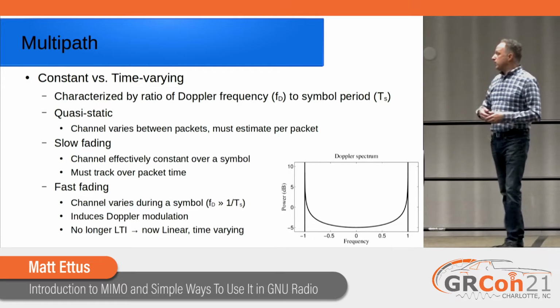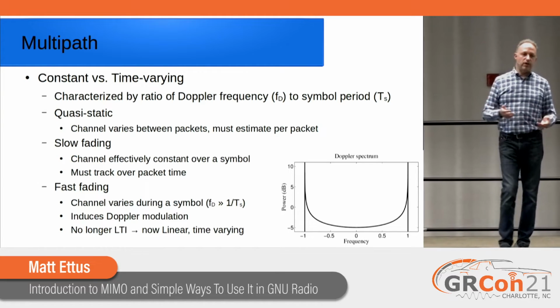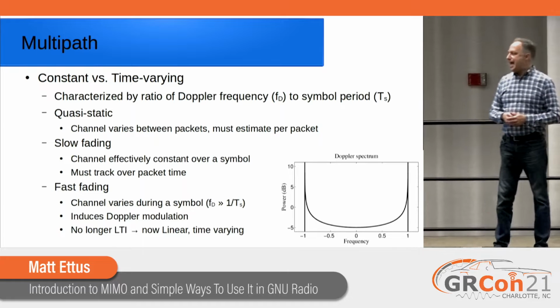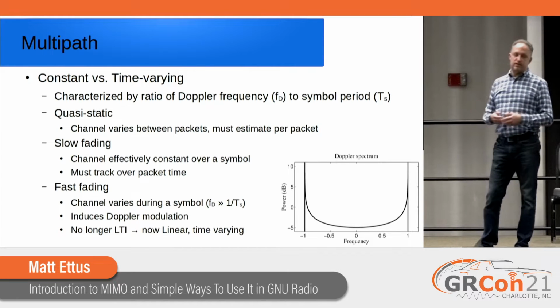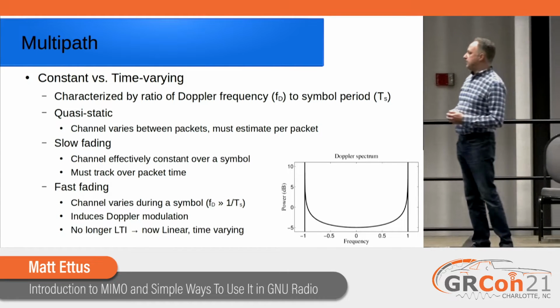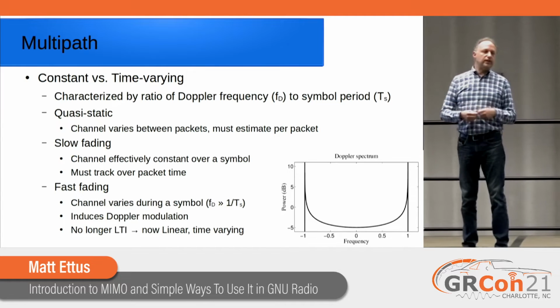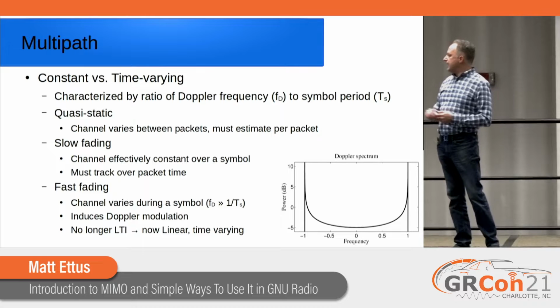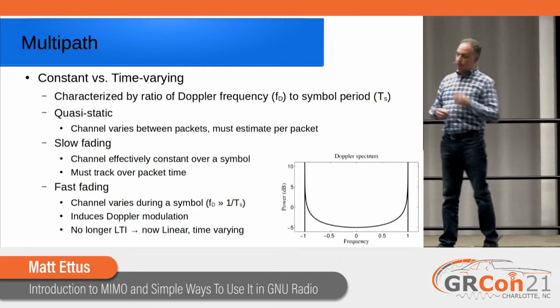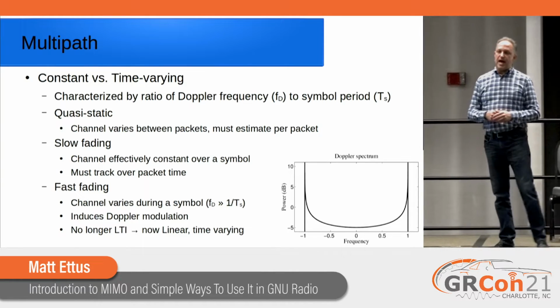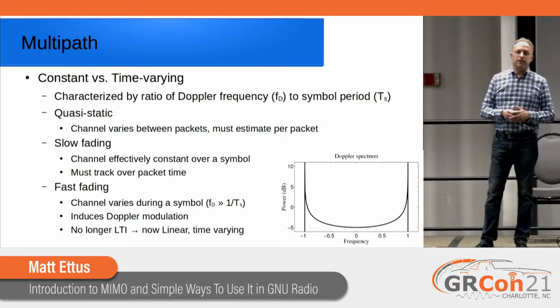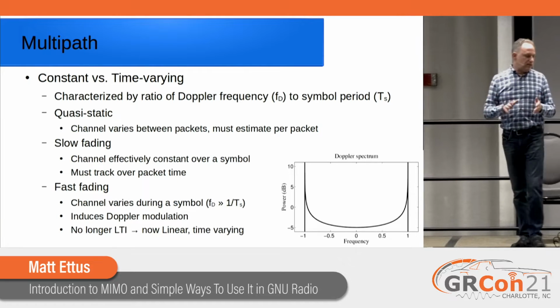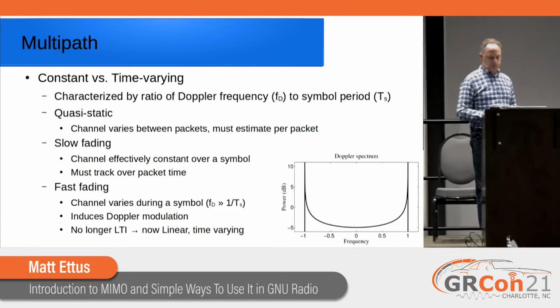Finally, there's fast fading, where the Doppler frequency is much greater than 1 over the symbol time. That induces this Doppler modulation, and it makes it no longer a linear time invariant system. It's still linear, but it's now time varying. It induces what we see on the right, called the Doppler spectrum, and it's essentially modulating your signal. When this gets very bad, it becomes very difficult to receive.